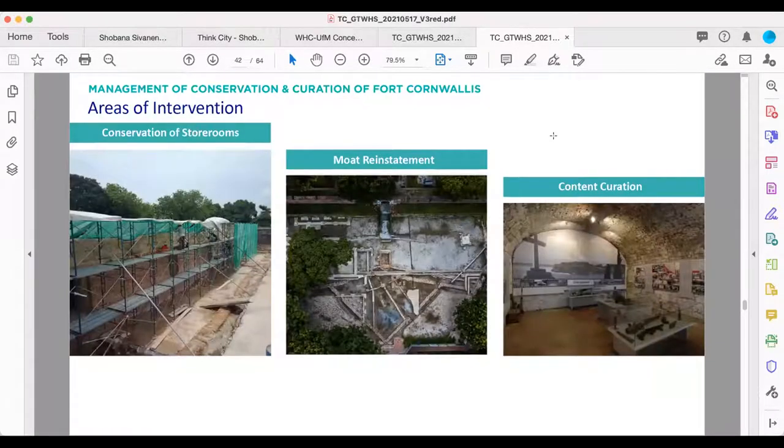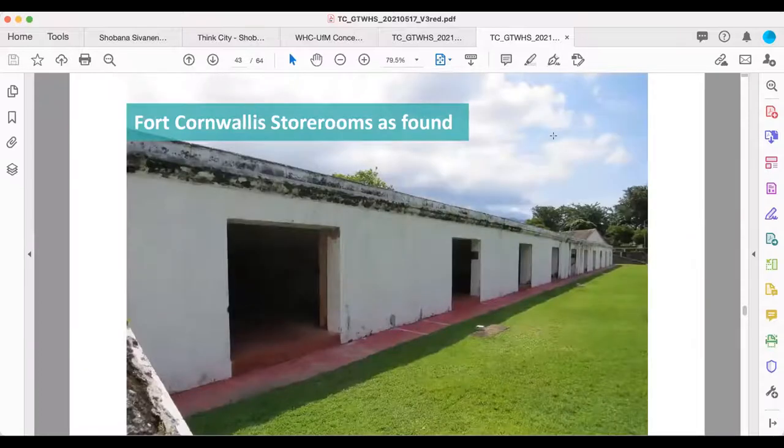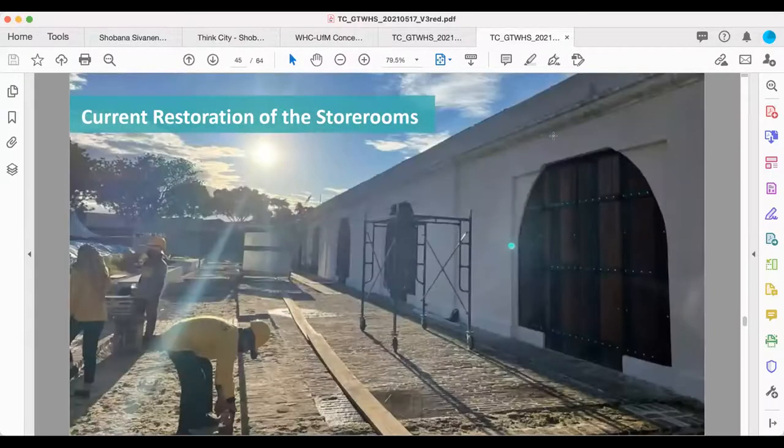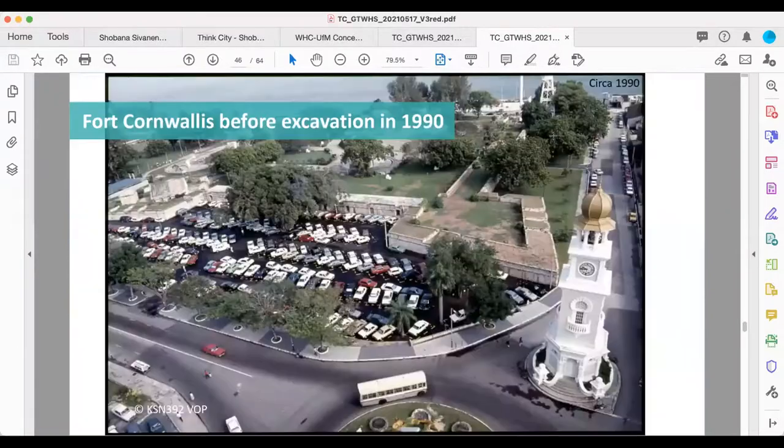So these are some of the images of the ongoing conservation works, the moat reinstatement, and also how we are exploring the curation of new content in terms of how the sites could possibly be used. This is what it looked like before we started. This is what it is now, as the ongoing works. And this is the most recent image of the site that we have been working towards restoring and rehabilitating.